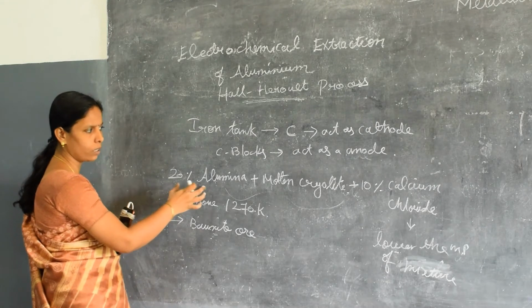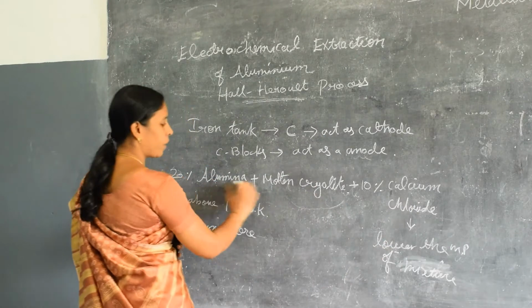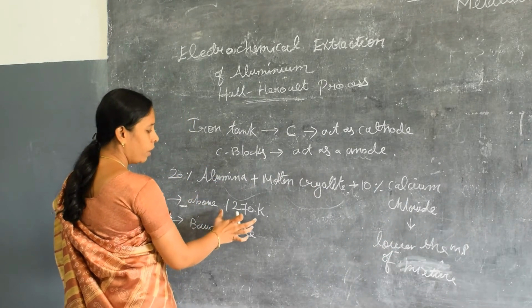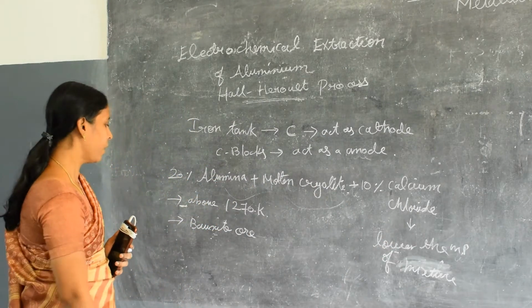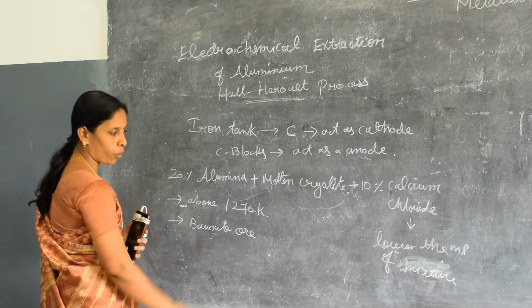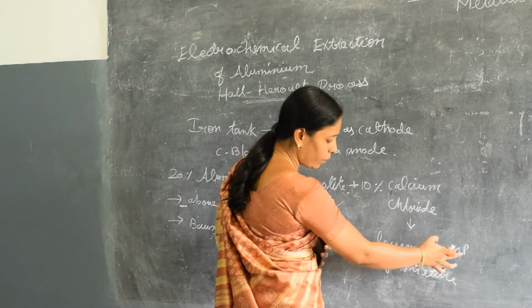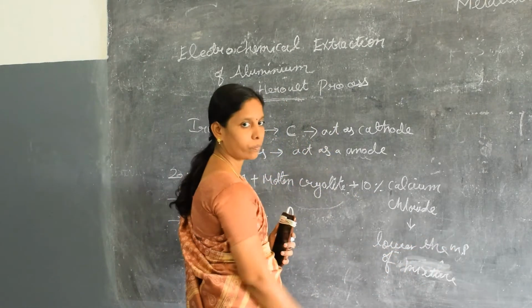So 20% alumina, molten cryolite and 10% of calcium chloride. This mixture is maintained at the temperature of 1270 Kelvin. Okay, this alumina is obtained from bauxite ore. 10% of calcium chloride is to help lower the melting point of this mixture.